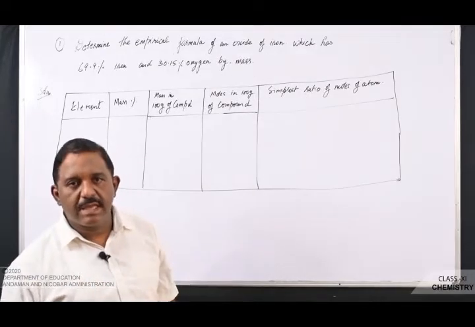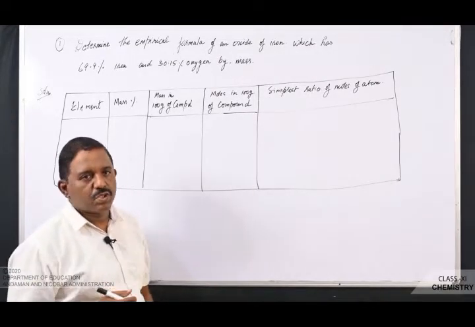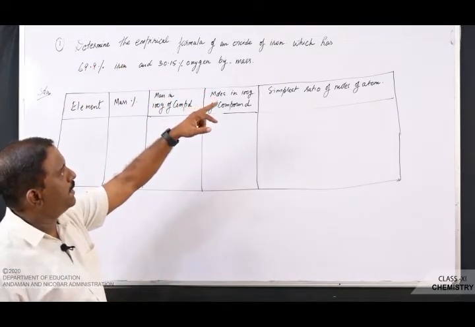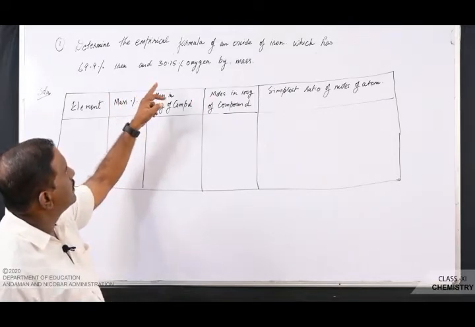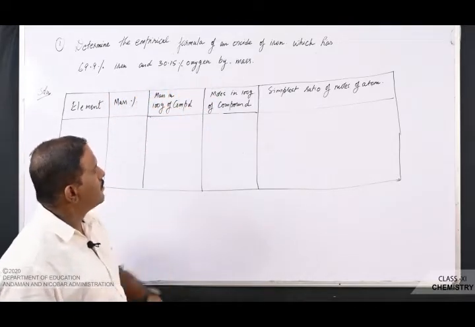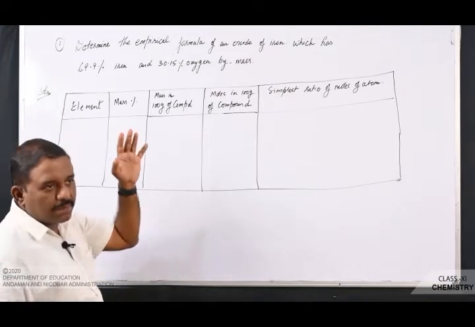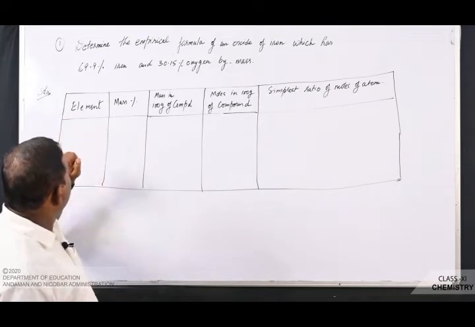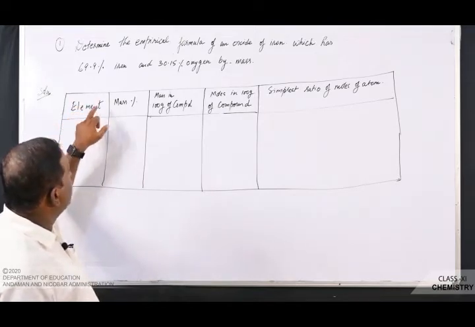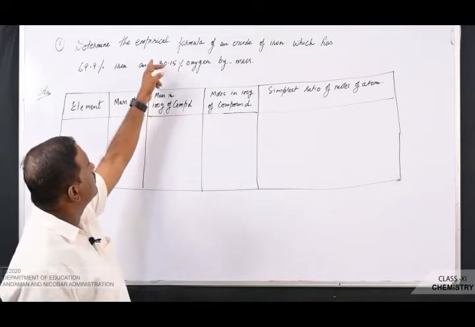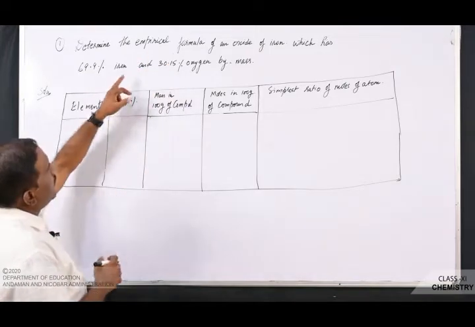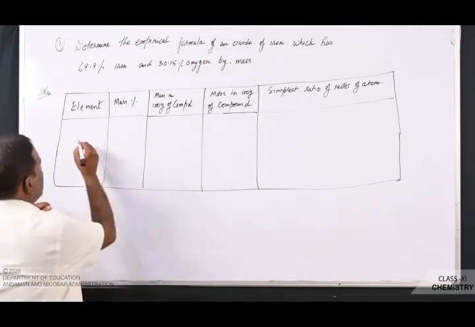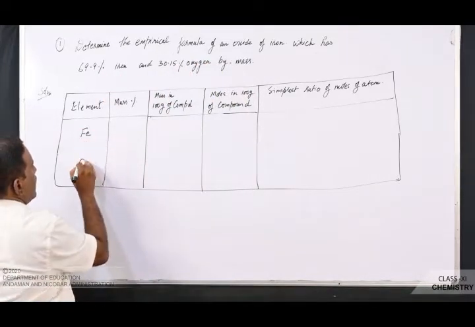So students, let us see a question from our NCERT textbook, question number 3. Determine the empirical formula of an oxide of iron which has 69.9% of iron and 30.15% of oxygen by mass. First of all, let us make a table for solving this question. First we have to write the element, then the mass percent, which is given in the question. So the element is iron, the symbol is Fe, and oxygen.